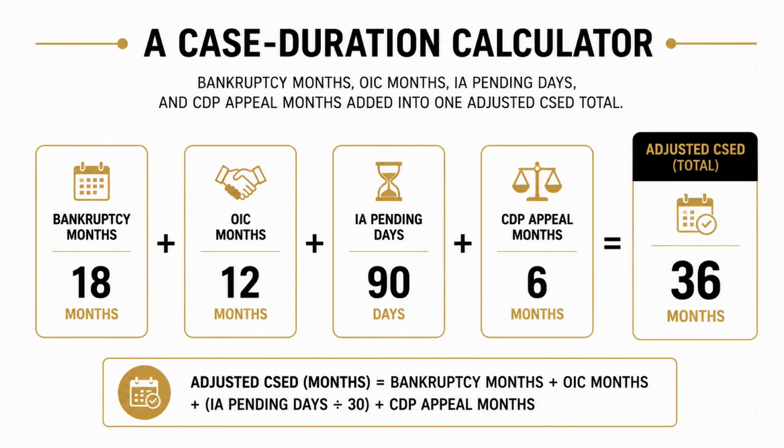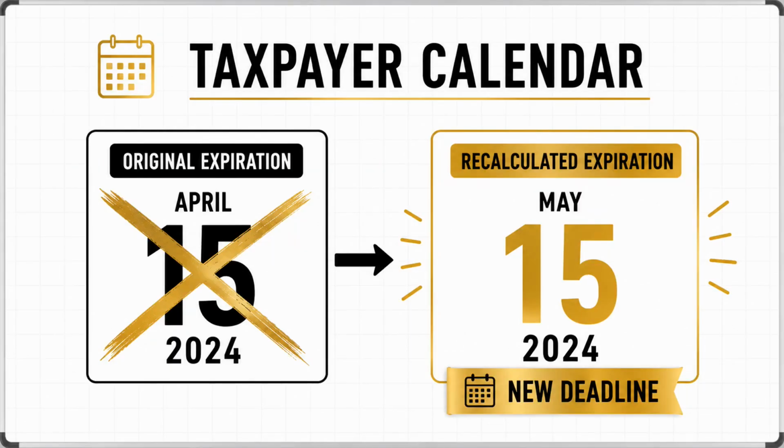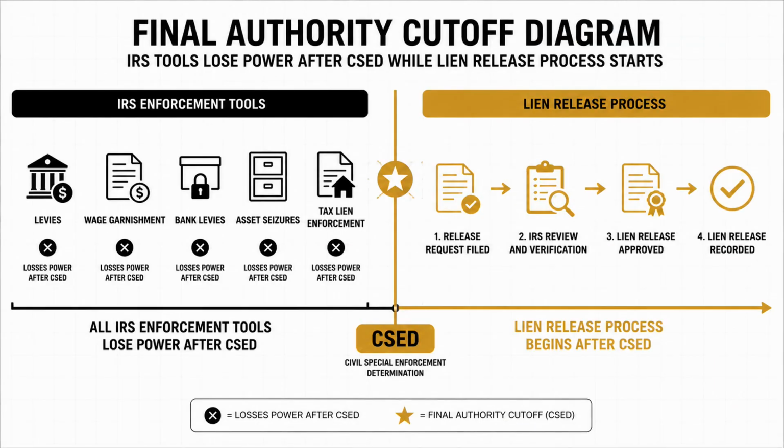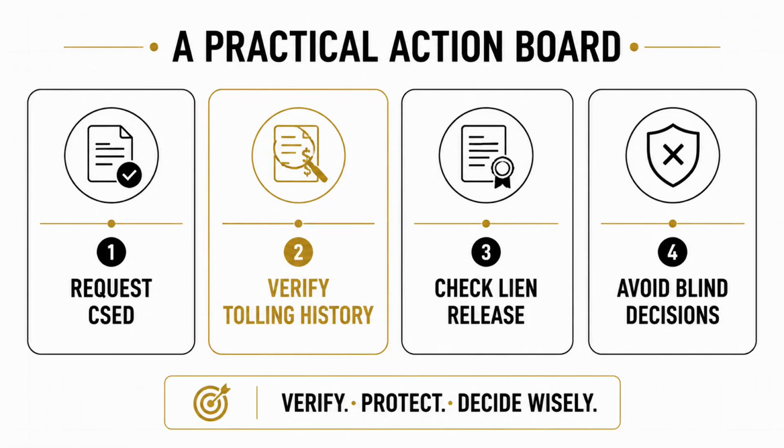The IRS has 10 years to collect what you owe, measured from the date of assessment, extended by every tolling event that occurs in between. The clock pauses for bankruptcy, for offers in compromise, for installment agreement requests, for collection due process hearings. It resumes with all of that time added back. The CSED expires on a date only the IRS tracks, and it sends you no notice when that date arrives.